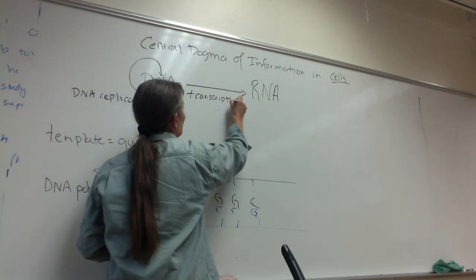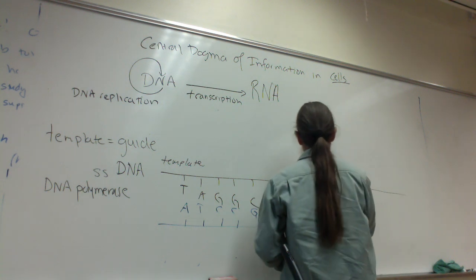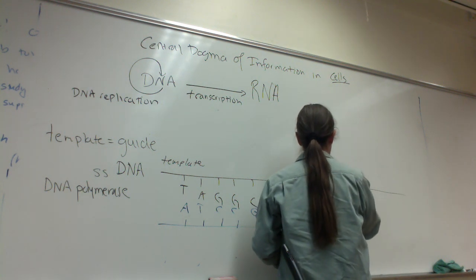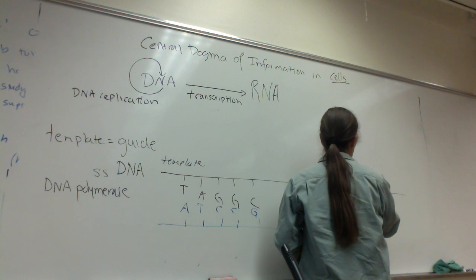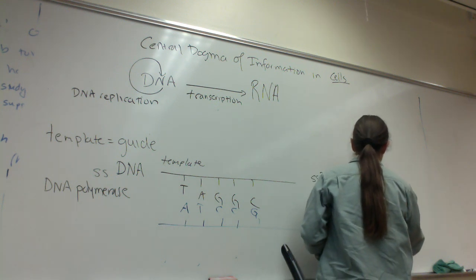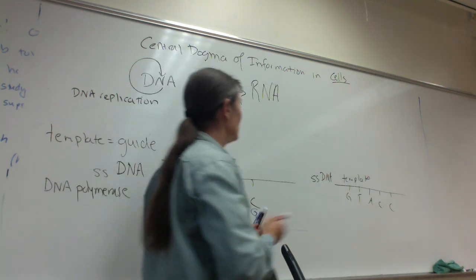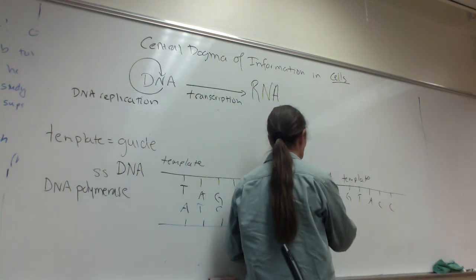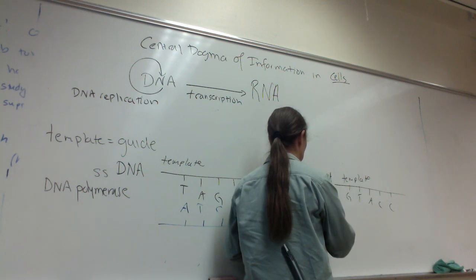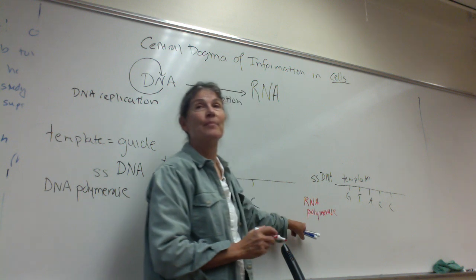And again, folks, you know how to do this already. Let's say this is our single-strand DNA template. And again, I'm just going to make some random DNA sequence here. Now, folks, let's have you act as RNA polymerase. What do you think RNA polymerase does? What do you think RNA polymerase makes?